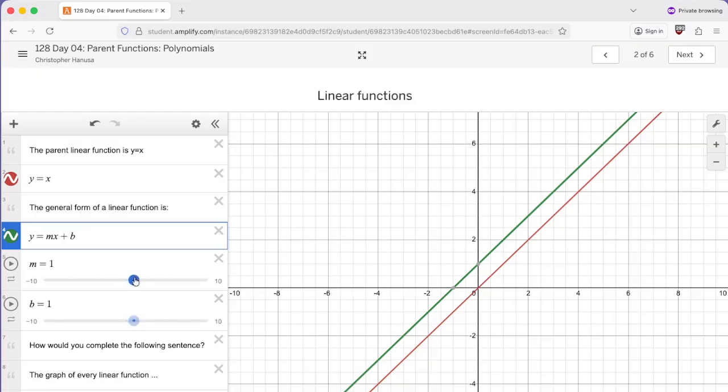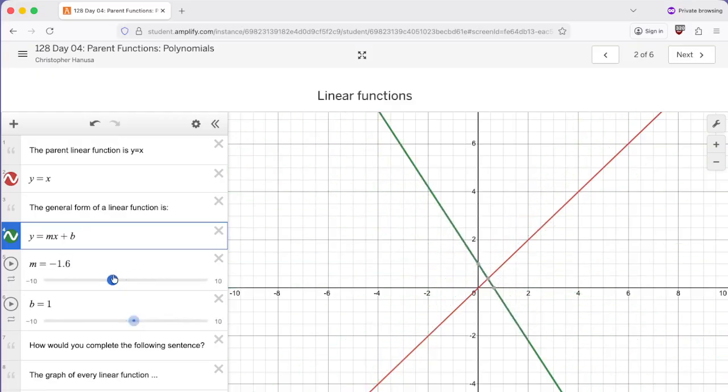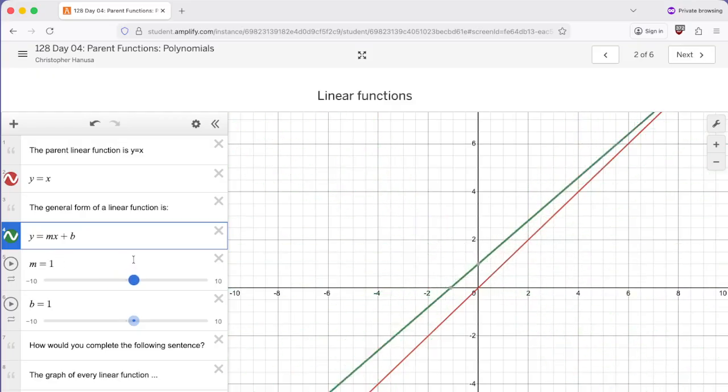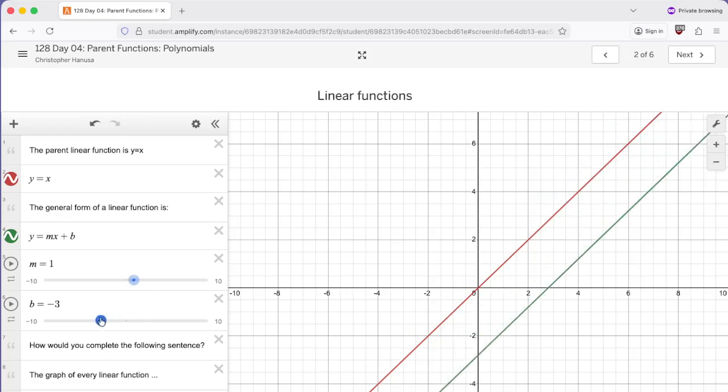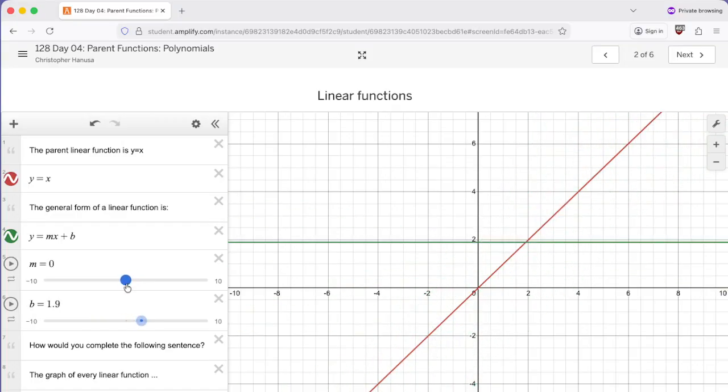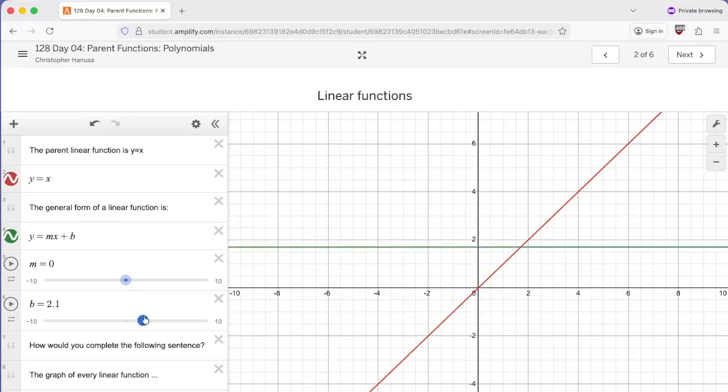We put in these sliders. You can see that moving this changes the slope, changing the m, and then changing the b changes how high this function is. If the slope is 0, we're back at our constant function.